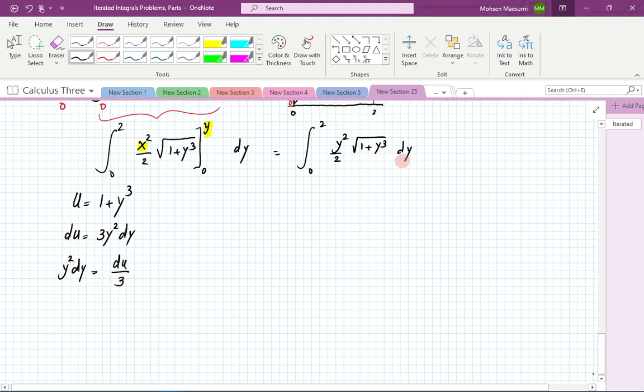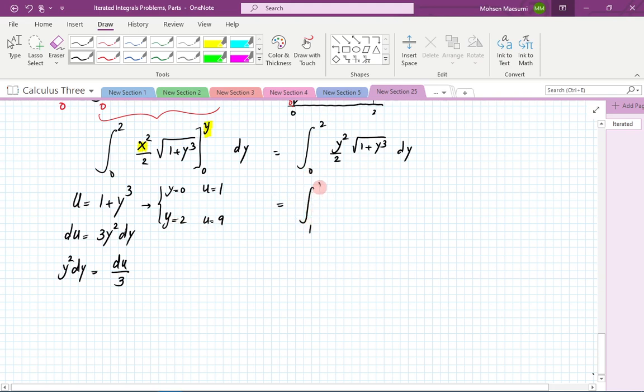But du third. Let's also switch our limits of integration. When y is equal to 0, of course, my u is 1. And when y is 2, my u becomes 9. So that integral, now we are ready to do wholesale substitution.